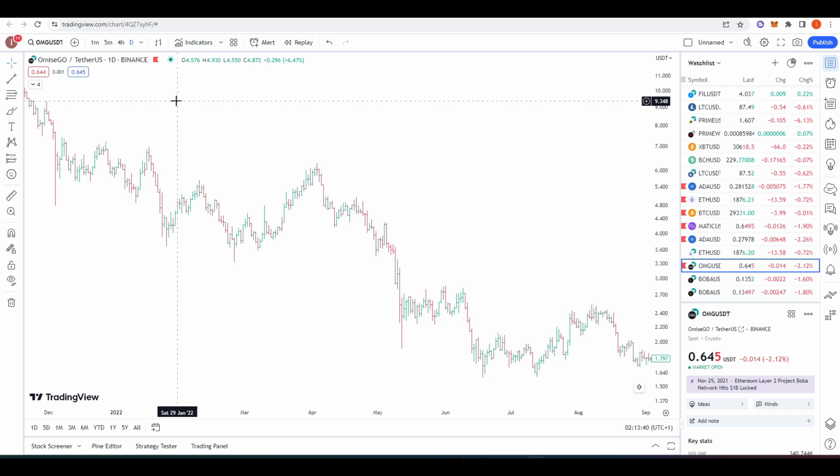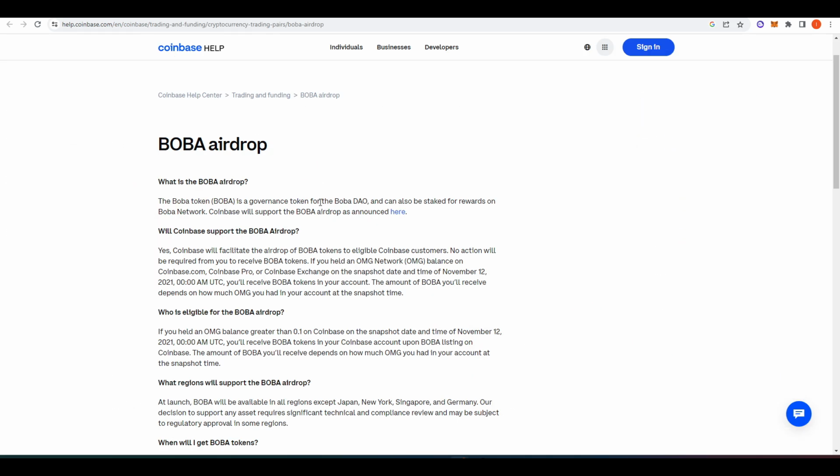Basically, we're talking about holding a token or an NFT and then shorting an equivalent amount. And basically you have zero exposure to that token, but you're also getting an airdrop for holding whatever it is in your wallet. So I'll show you an example here just so you can really understand what I'm talking about. So the Boba airdrop happened on the 12th of November 2021.